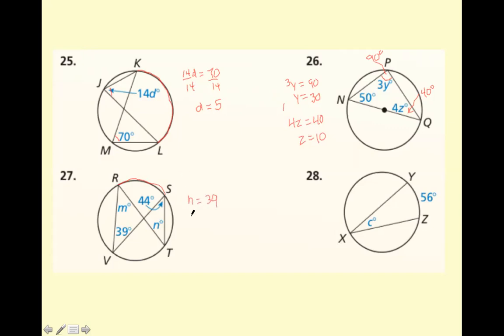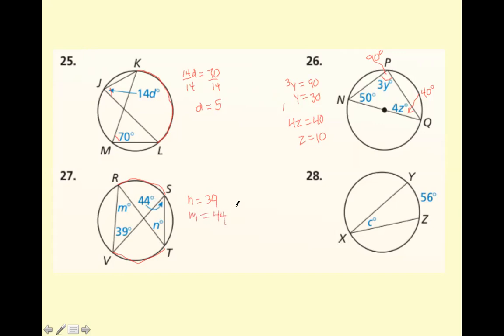I also have this 44 degree angle right here. It intercepts this arc BT right here. And if I look, this angle right here, angle VRT, also intercepts that same arc BT. So that means M has to have the same measure as 44. And so I'm going to write M equals 44.